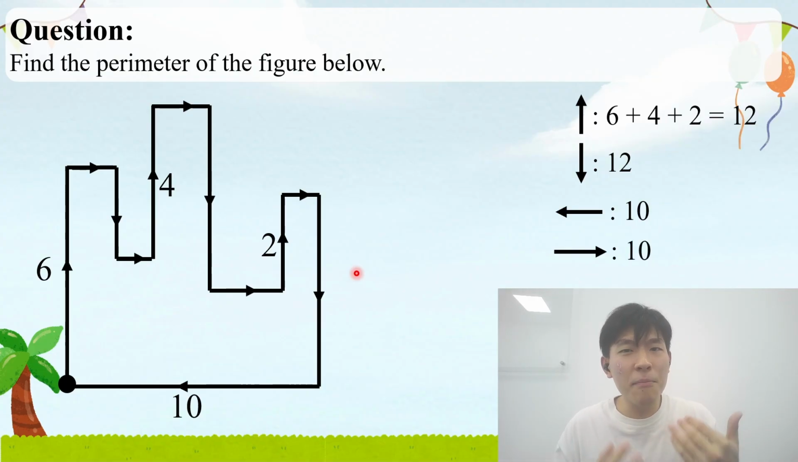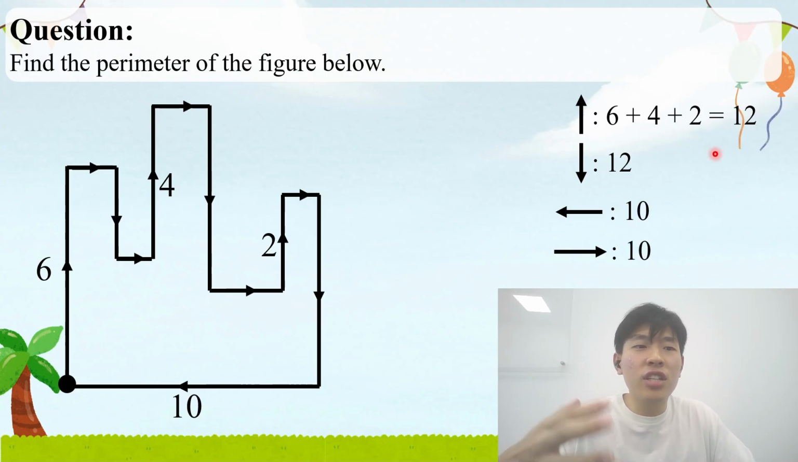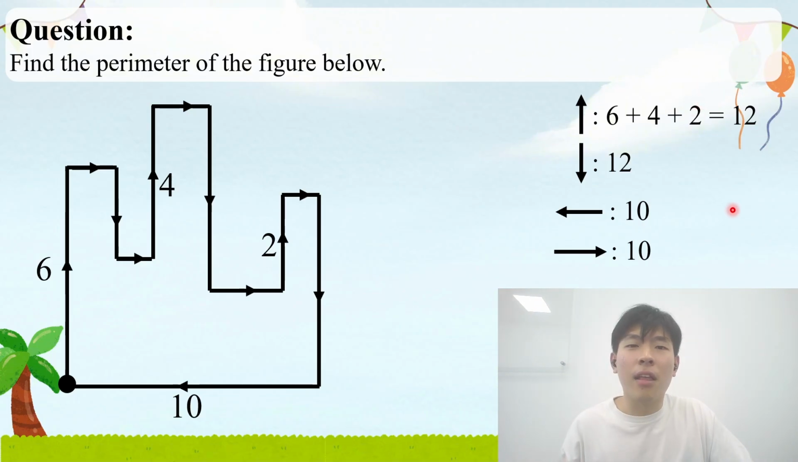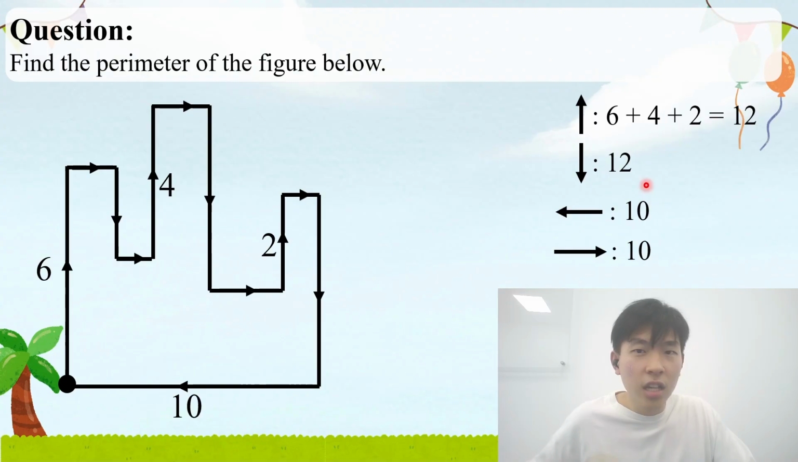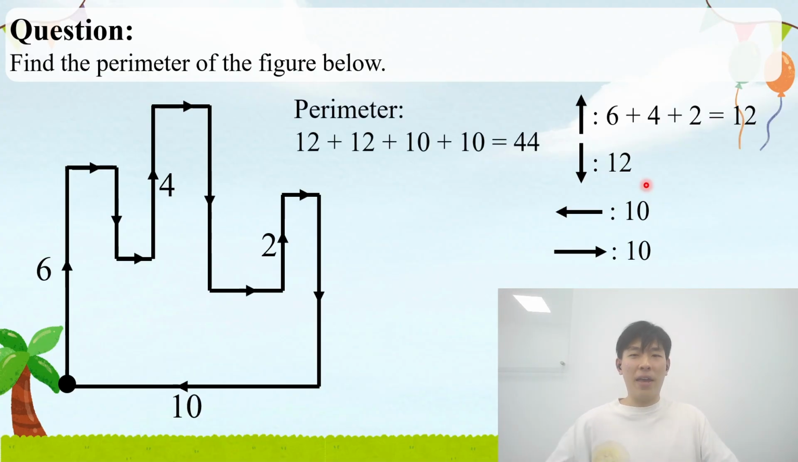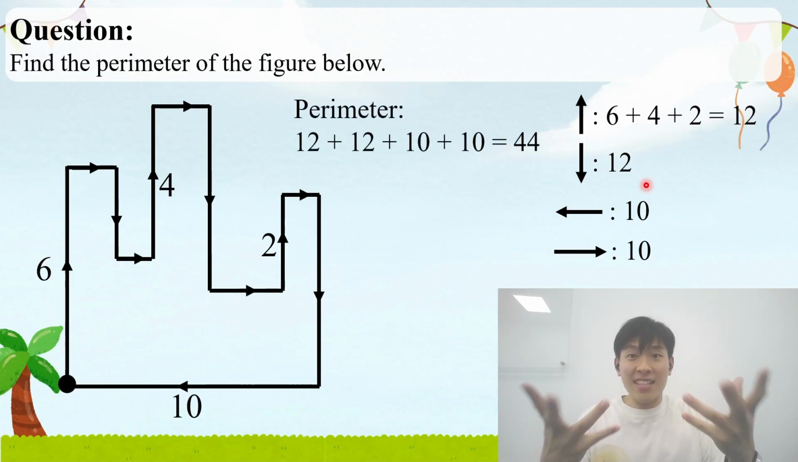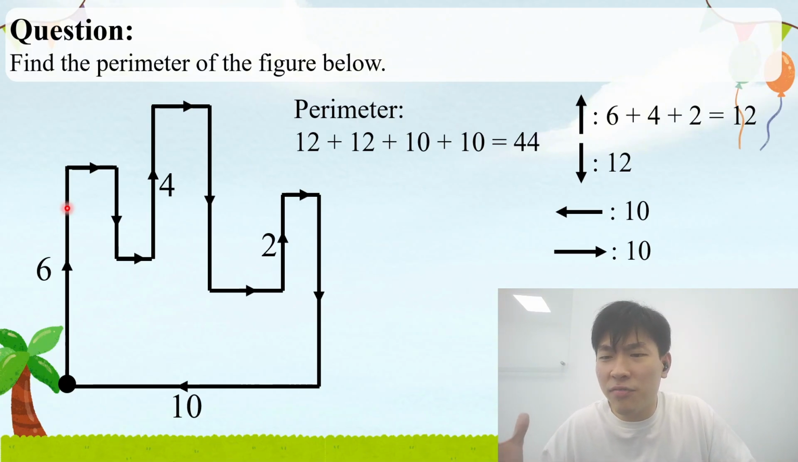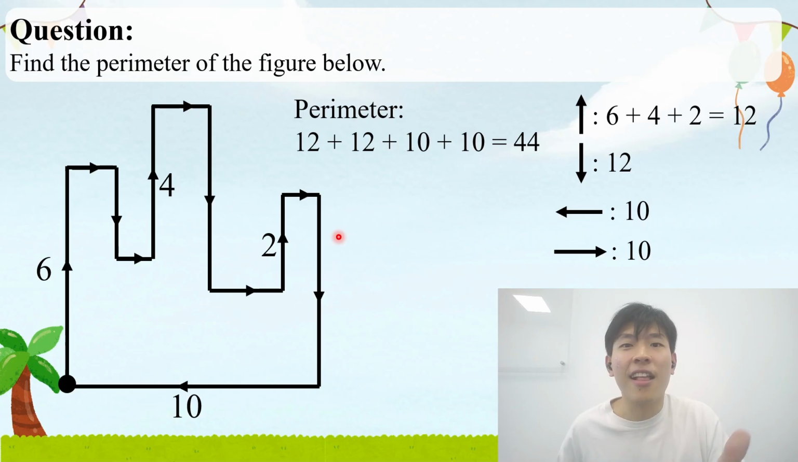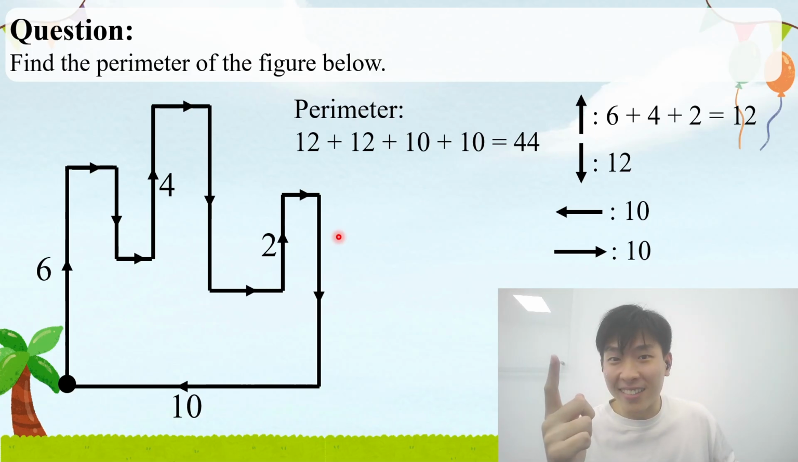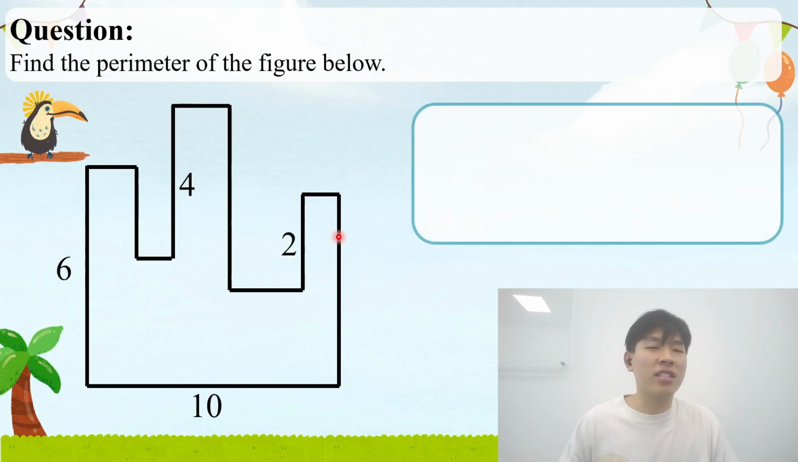Amazing. So again, parameter is, all I need to do is just add all of them up. So 12 plus 12 is 24. 24 plus 20 is 44. Amazing. That's all. That's how we can find the parameter of this very complicated diagram with very limited information just by walking.